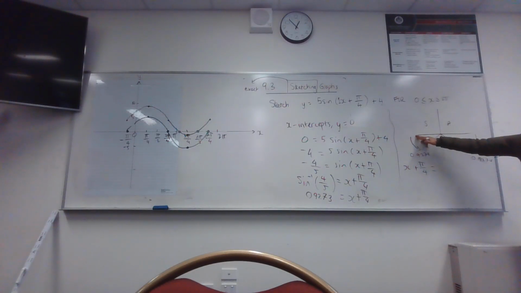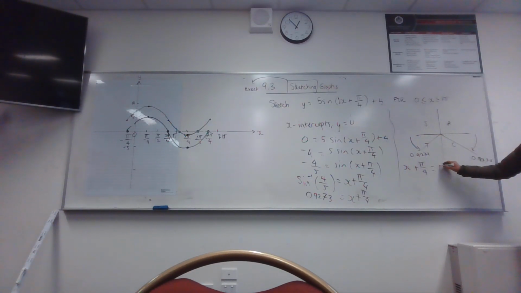What's this here? Pi. It's a pi. I keep going round here. What do I need to do to the 0.9273? Make it negative. We can make it negative. There's another way though.